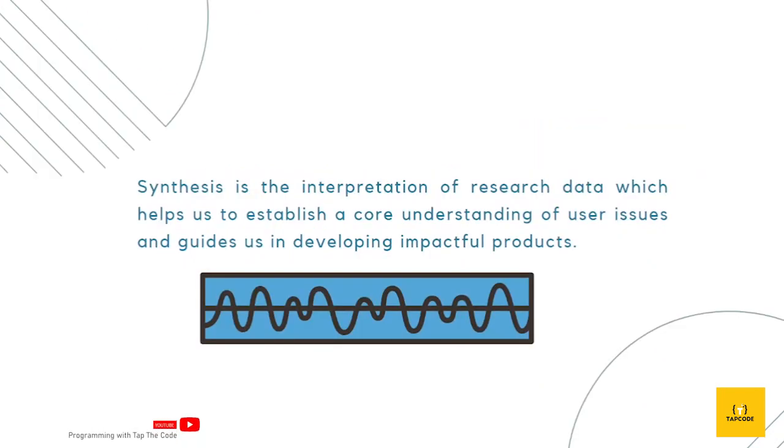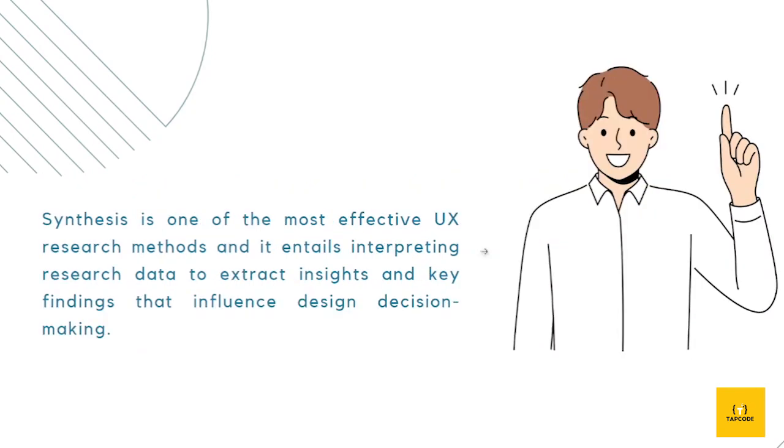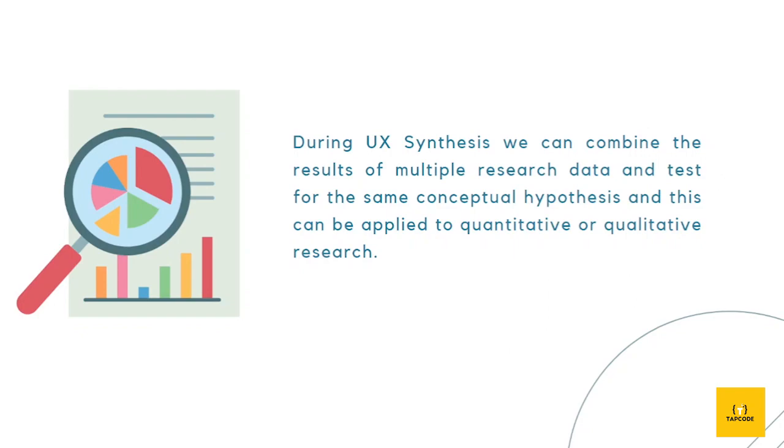Synthesis is basically how to interpret research data, and it helps us to establish a very core understanding of our users and also help us in the long term to develop impactful products. One thing that we have to understand is doing UX synthesis is one of the most effective research methods that helps us to interpret research data, to extract insights, and also help us to get findings that influence our overall design decision making. It is important to note that during UX synthesis, we can combine the results of multiple research data and then test for the same concepts, and by this, we will be able to apply it to our quantitative and qualitative data.